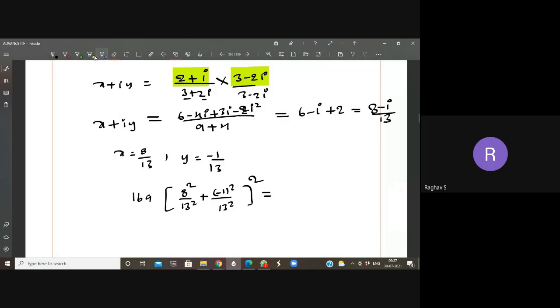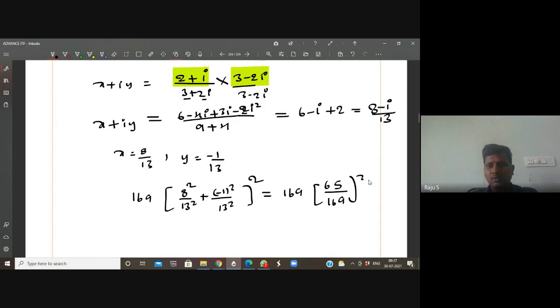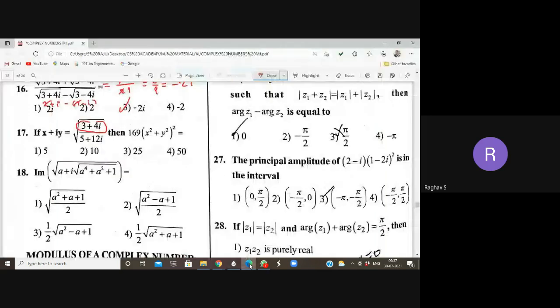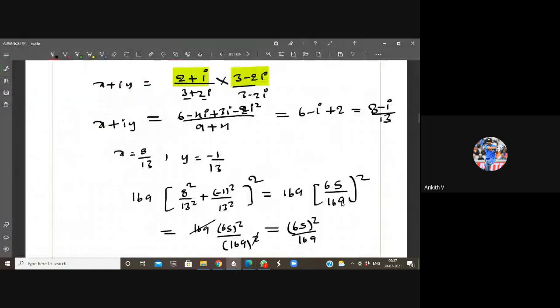65 by 169 square into 169. 65 square by 169 square. The whole square you may write separately here. We can write it as 65 into 65 by 169 and 169. The 169 square will get cancelled. So 65 into 65 by 169. In the 13 table, 5 times we can cancel. So 25, 5 into 5, 25. Finally the answer is 25.